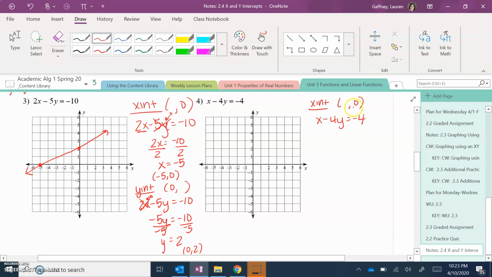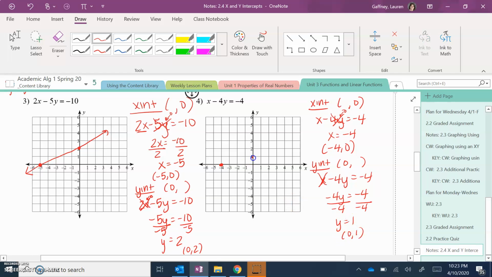Okay, so let's let the y value be 0, so this piece disappears. Here, it's really just x equals -4 that's left. So -4, 0 would be the ordered pair for the x-intercept. For the y-intercept, we're letting the x piece be 0, so this piece disappears. Once again, don't lose the negative when you're bringing this down. To solve for y, divide by -4, and you get 1. So 0, 1. And connect those with a straight line.